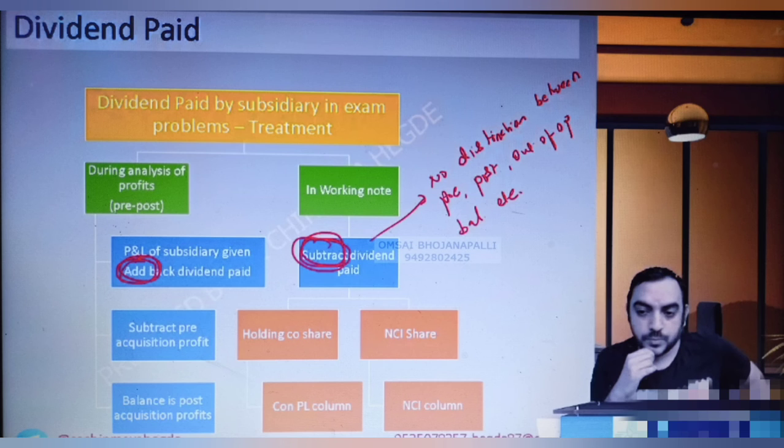What treatment? In the working note, subtract dividend paid, we subtracted 1 lakh. We subtracted holding company share in the CONPL column, source does not matter, pre-acquisition, post-acquisition does not matter. NCI share, you subtract in the NCI column. Please, again, I'll repeat, no distinction, no differentiation between pre, post, etc. Same treatment. The moment dividend is paid, you add in one step, you subtract in another step.